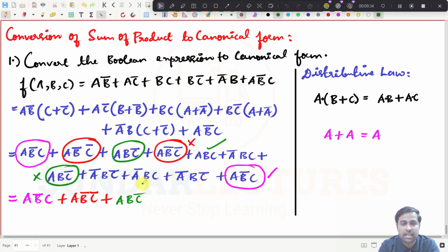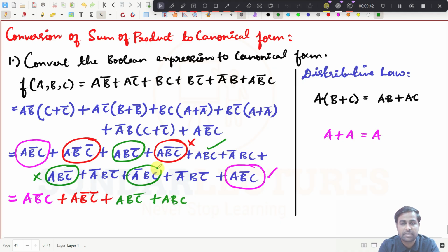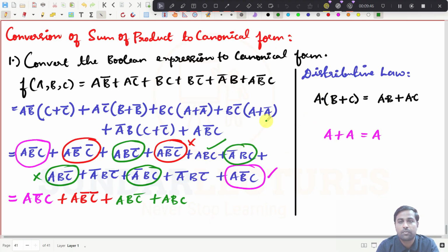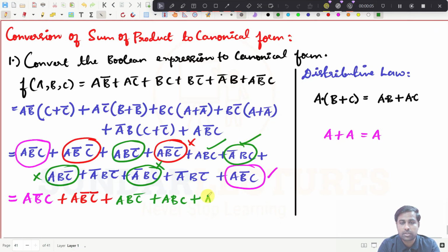A b c is here. Right, ABC, there is no other ABC, right? So you straight away write this ABC. And A bar BC for here. A bar BC is here as well as it is here. So you can neglect this one. So if you neglect this one, you can write this one. So this is A bar BC, right?